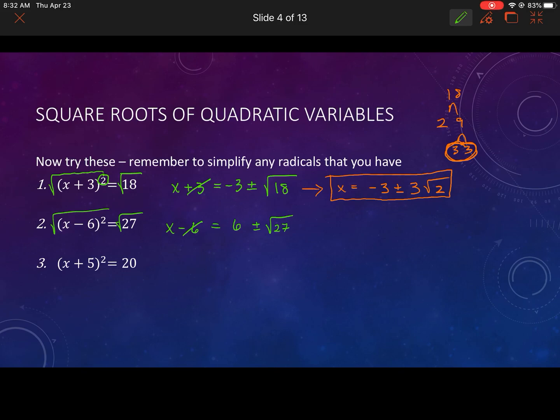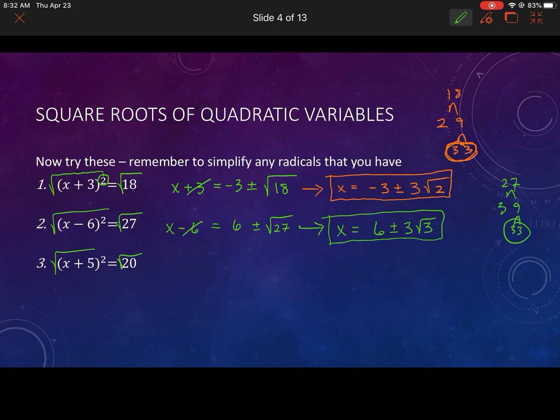And then I want to see if I can simplify 27, which is 3 times 9, and 9 is 3 times 3. So this actually does simplify. We're going to have x equal to 6 plus or minus 3 radical 3. So again, these are my two solutions. I can't simplify anymore, so I can't really combine those.